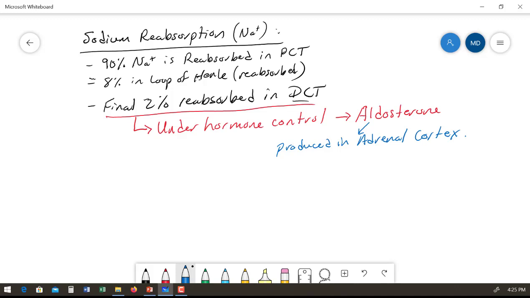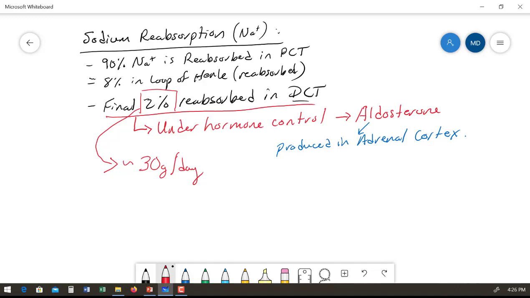And there are several methods by which aldosterone can be released, and I'll talk about at least one of those in just a moment. But aldosterone controls the last 2% of the reabsorption of sodium, like I mentioned. This final 2% comes out to be approximately 30 grams. So in other words, 30 grams of sodium final reabsorption is under the control of aldosterone. So it's about 30 grams per day.